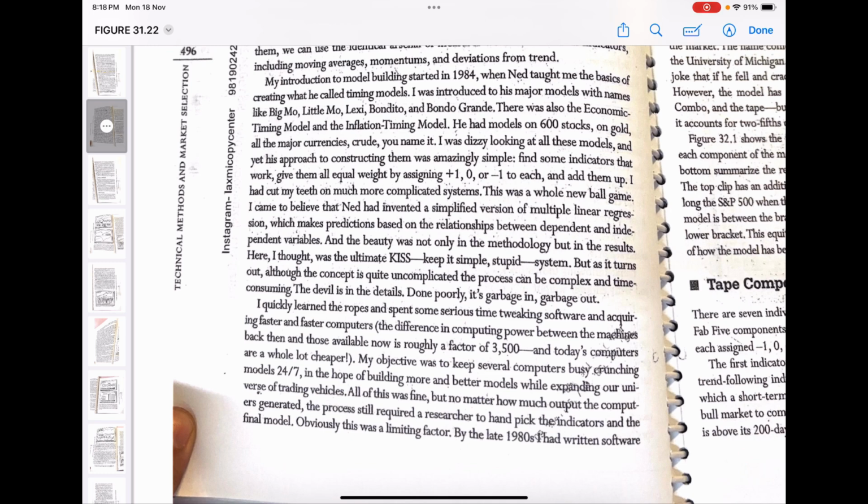I came to believe that Ned had invented a simplified version of multiple linear regression, which makes predictions based on the relationships between dependent and independent variables. And the beauty was not only in the methodology but in the results. Here, I thought, was the ultimate KISS: keep it simple, stupid system. But as it turns out, though the concept is quite uncomplicated, the process can be complex and time consuming. The devil is in the details. Done poorly, it's garbage in, garbage out.